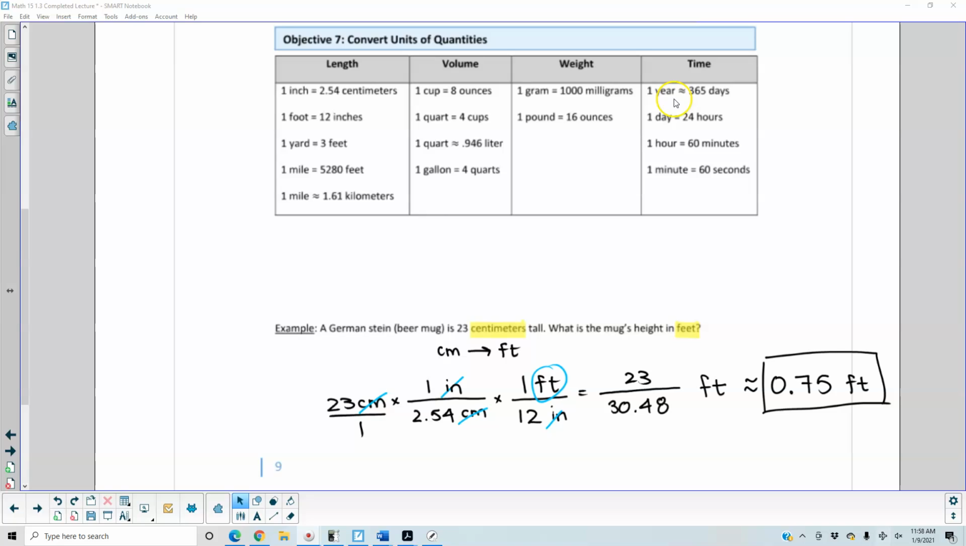And with time, 1 year is equal to 365 days. 1 day is equal to 24 hours. 1 hour has 60 minutes, and 1 minute is equal to 60 seconds.